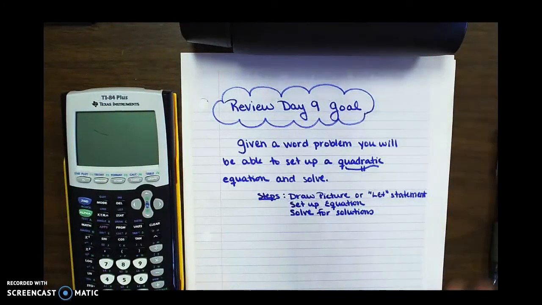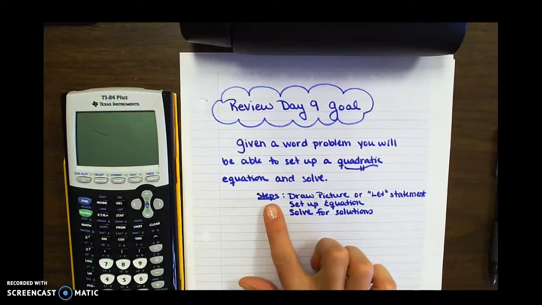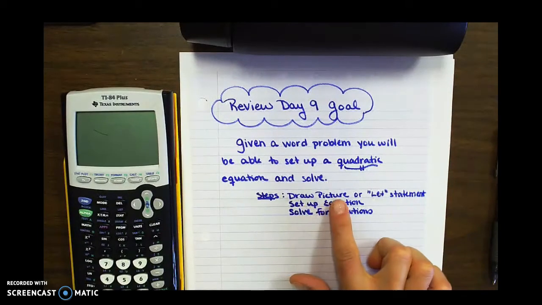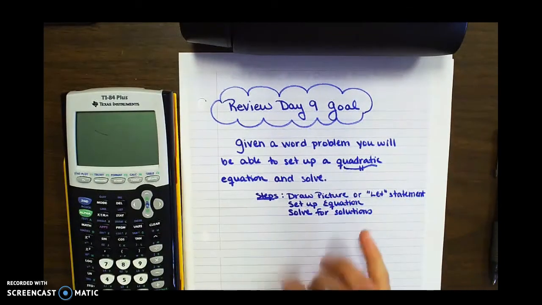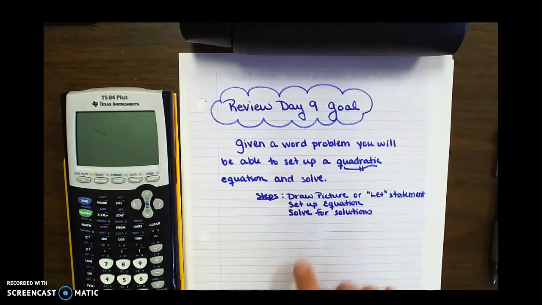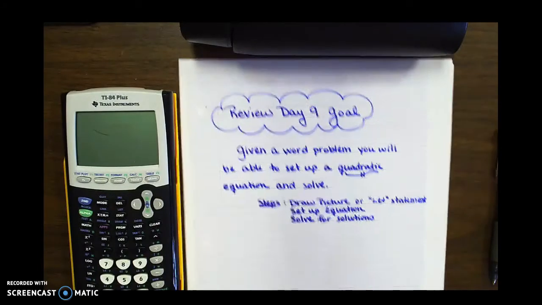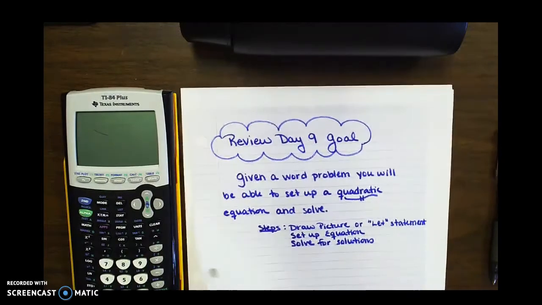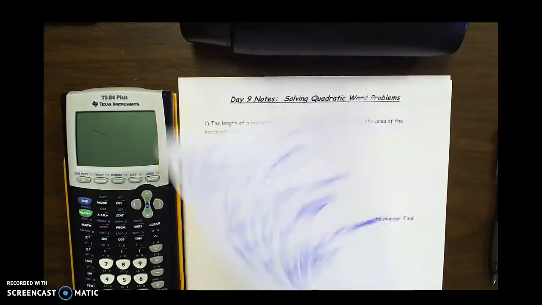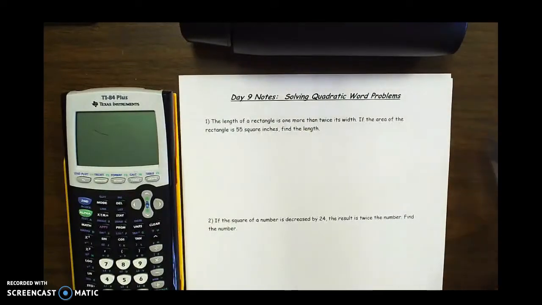For today, our goal of the day: given a word problem, you'll be able to set up a quadratic equation and solve. So here are the steps we're going to follow today. Step number 1, we're going to draw a picture or write a let statement. Then you're going to set up an equation, and finally you're going to solve. All right, let's jump right into it. There's only 4 problems today, so let's give it a good try. So let's take a look.